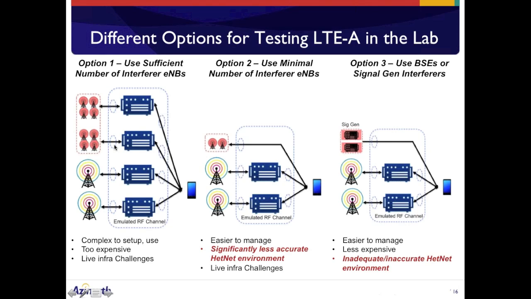The thing to keep in mind here is, while this might look simpler, it is not accurate. You might as well not run this test case at all, because in the real world, for mechanisms like ABS, almost blank subframes that Charles mentioned, to work, the interferer that you generate has to be time synchronized with the serving cell. So what it really forces you to do is, if you want to test HetNet in the lab, you have to test it with a setup that looks like option 1 or option 2.